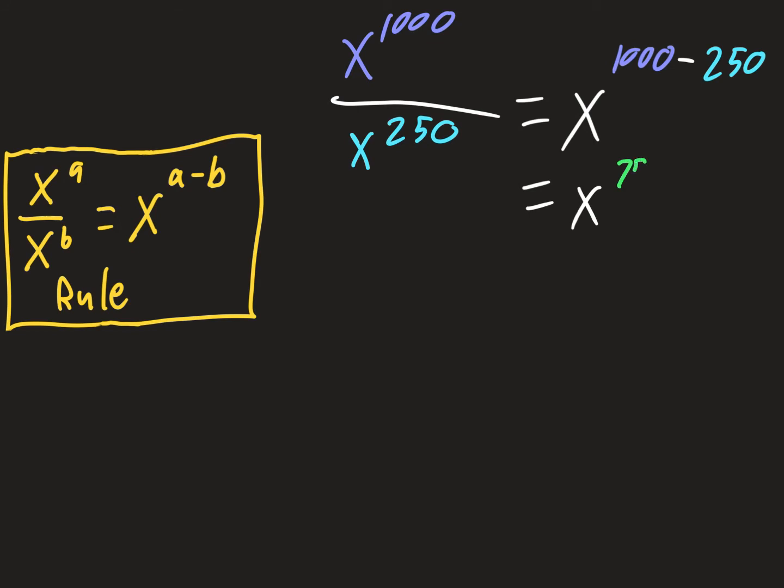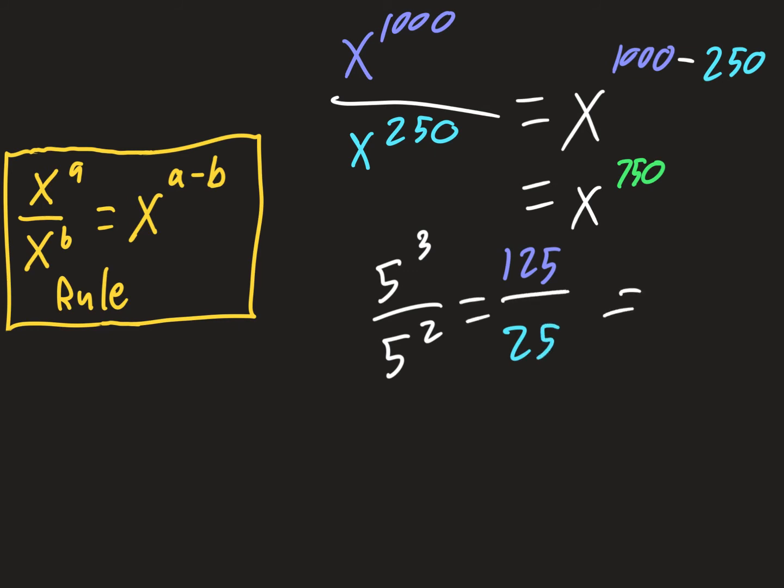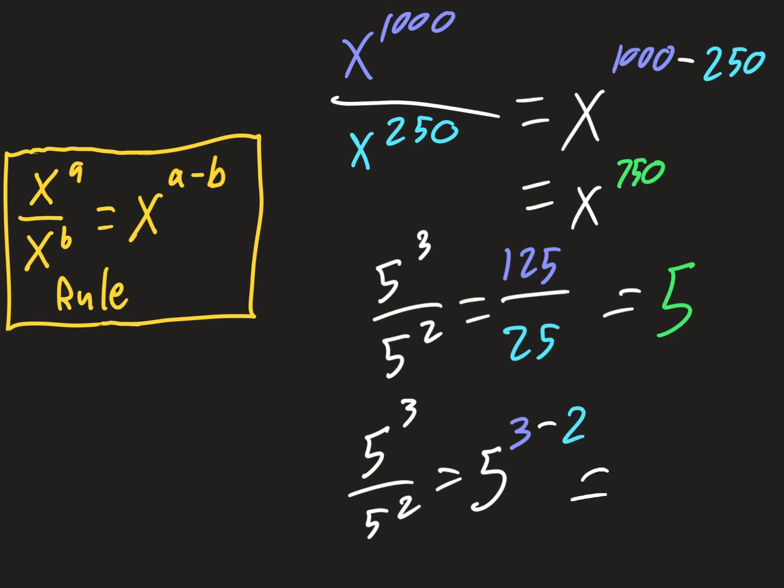Now, what happens when we try this with numbers? Well, let's consider 5 to the 3rd over 5 to the 2nd. If we do this the traditional way, then 5 to the 3rd is 125 divided by 5 to the 2nd, which is 25. And 125 divided by 25 is 5. If we do this the rule way, then 5 to the 3rd divided by 5 to the 2nd is 5 to the 3 minus 2, which is 5 to the 1st, or just 5. Since you get the same answer either way, we can show that the rule does work.